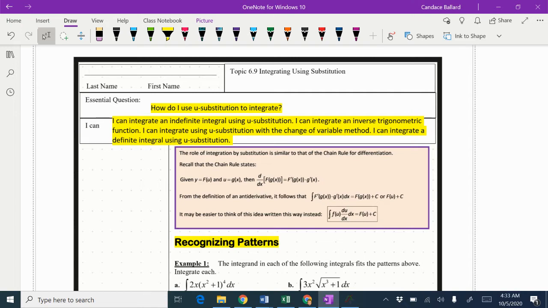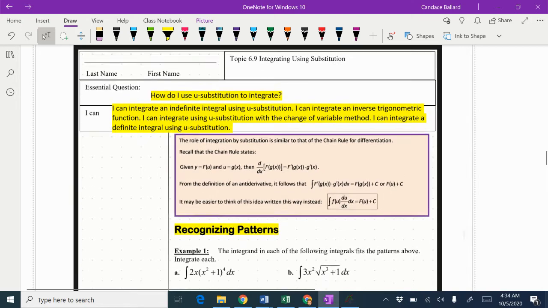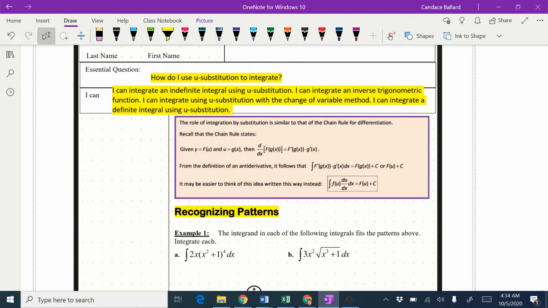And our I can statements are, I can integrate an indefinite integral using U substitution. I can integrate an inverse trigonometric function. I can integrate using U substitution with the change of variable method. And I can integrate an indefinite integral using U substitution. So U substitution is very similar to the chain rule.